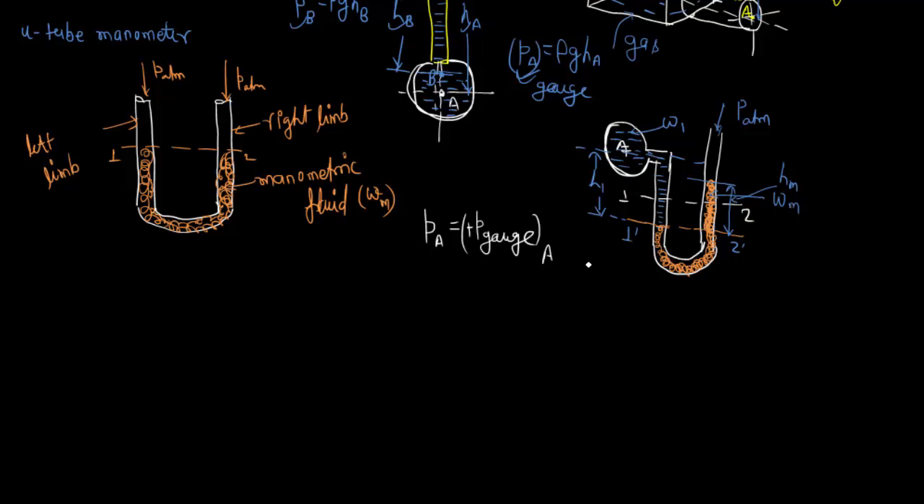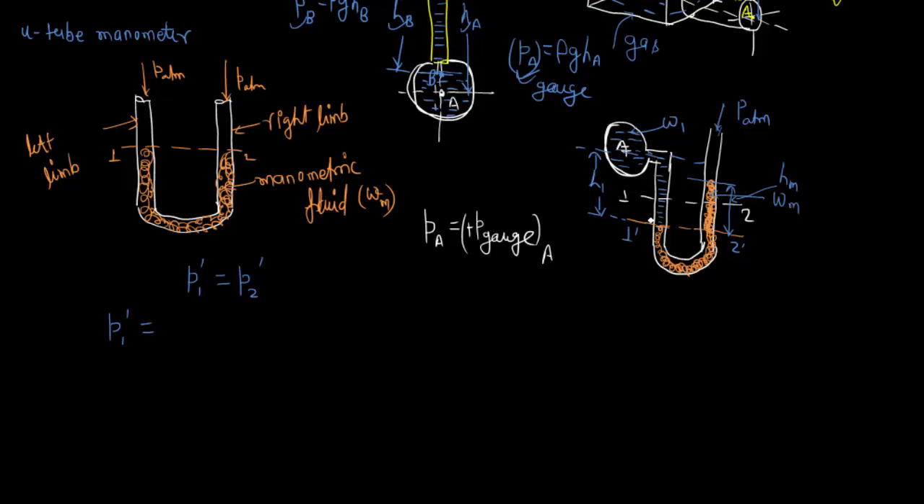So in this case, if you want to calculate the gauge pressure at the point A, then we know according to the hydrostatic law that at the same level the pressure intensity will be the same. So obviously at the points 1 dash and 2 dash the pressure intensity will be the same. So we can say that P1 dash will be equal to P2 dash according to the hydrostatic law. Okay, so first we will try to calculate P1 dash. P1 dash, obviously in this case, will be gauge pressure.